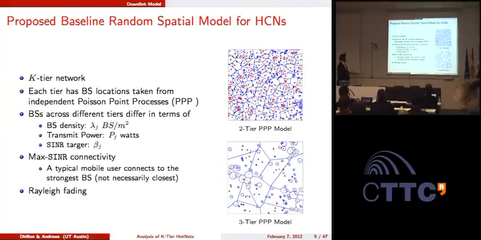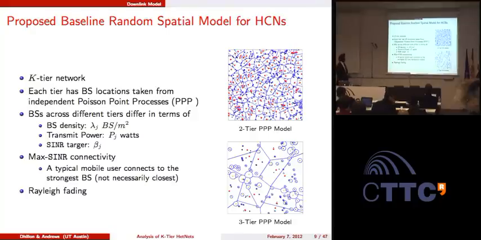We have k types. Then each tier has base stations which are taken from independent Poisson point processes. So we assume that the point processes which correspond to these base station locations are independent of each other for different classes. And then base stations across tiers differ in terms of 3 things. First, they differ in terms of the base station density. Of course, you'll have the macrocells to be really sparse as compared to femtocells.